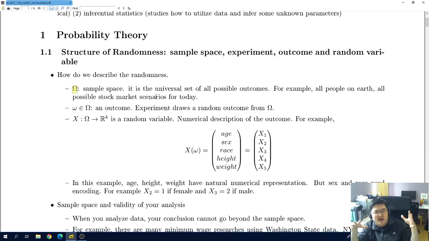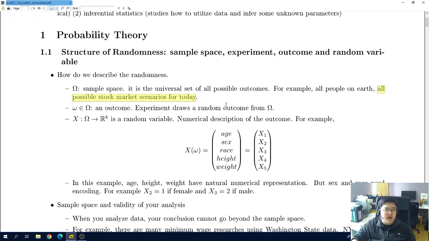So in the box, there are all the possible scenarios you can imagine, and you are choosing one of them. A ball in the box is denoted by lowercase omega. Omega is just one element in the box, and when you choose it, when it realizes, it is your outcome. For example, you choose one person, or you choose one stock scenario which is observed by the researcher.